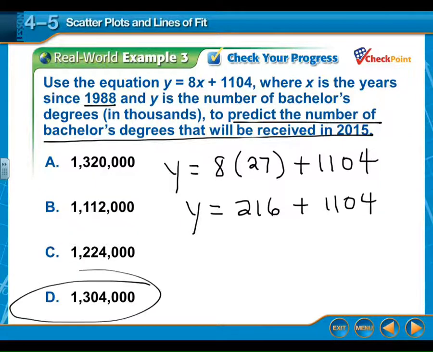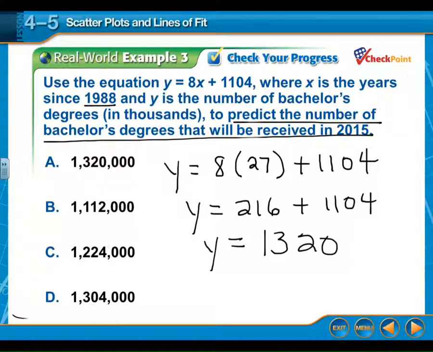And I believe D is going to be our answer. No, I looked at that wrong. I have y equals 1,320. So that's not D, that's A.